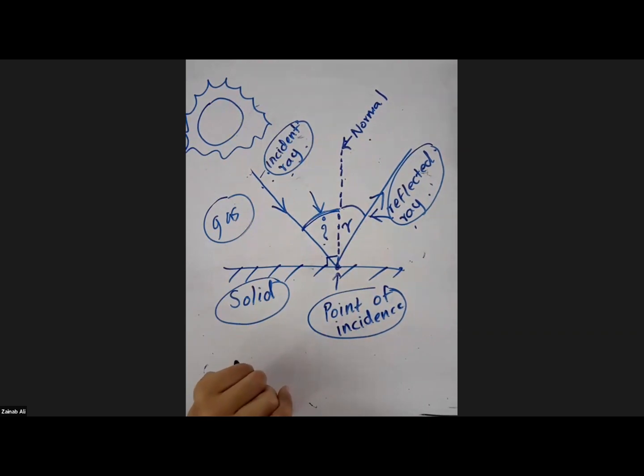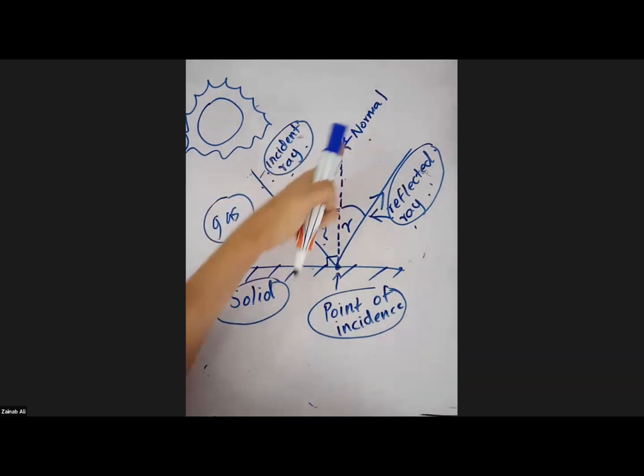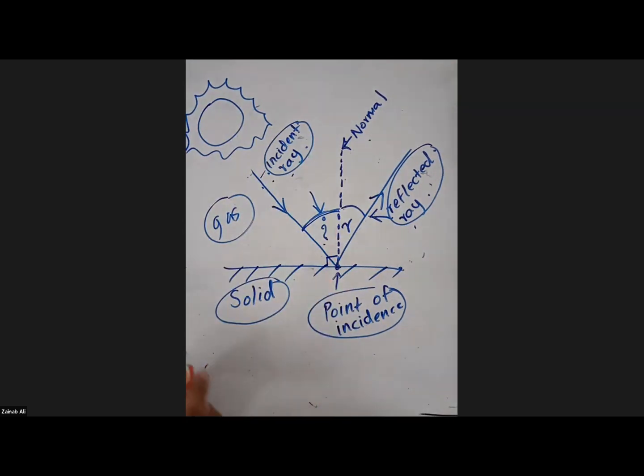And Mohammed Akram, can you tell me what is the normal? The perpendicular line on the mirror. Where? The perpendicular line drawn to the mirror at which point? At the point of incidence. Very good. And then the reflected ray.